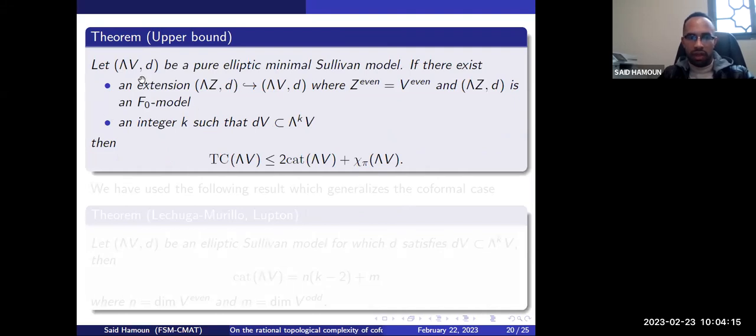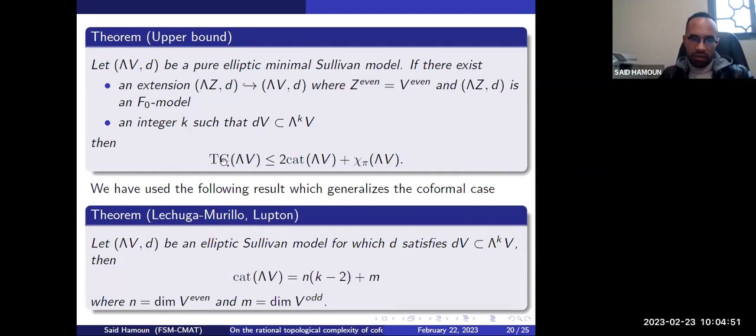And for lambda V, a pure elliptic minimal Sullivan model, if there exists a subalgebra lambda Z, which is F0 and satisfying Z even equal V even, and if in addition there exists an integer K such that the differential D is homogeneous of rank K, then we have TC of lambda V is less or equal than 2 times cat plus chi pi of lambda V.